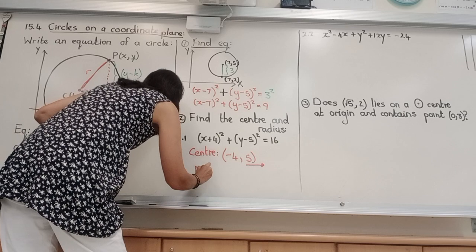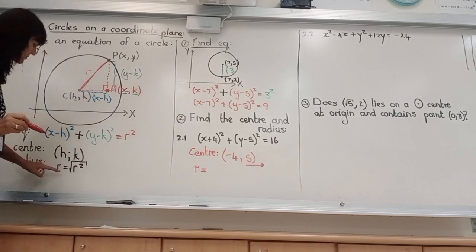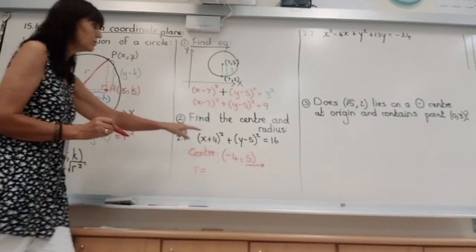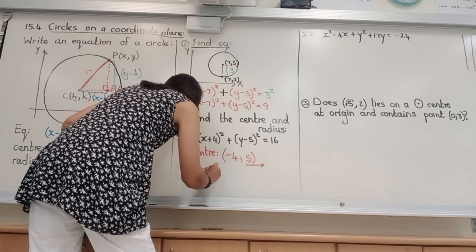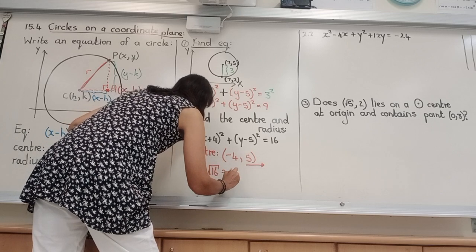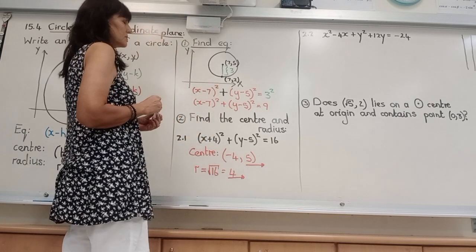What will the radius be? The radius, according to what we had here, take the square root of the 16. Square root of 16 is just 4. And we have an answer.